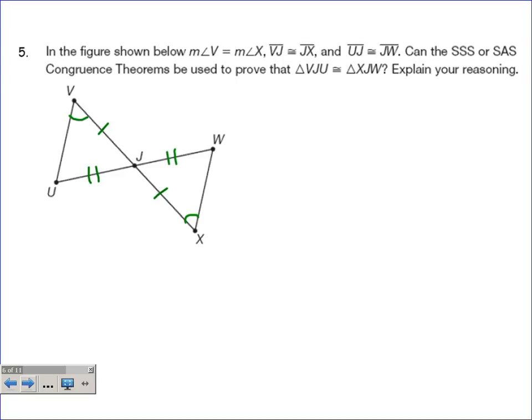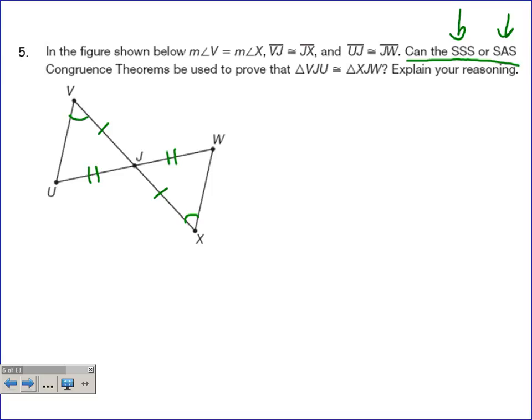I did say W. No. Can side-side-side or side-angle-side congruency theorems be used to prove these congruent? Okay? Is there such thing as side-side-angle? No, doesn't work. Angle-angle-side, I disagree. Okay, but here's the question. Is there any way that we can prove all three sides are congruent? No, there's not.